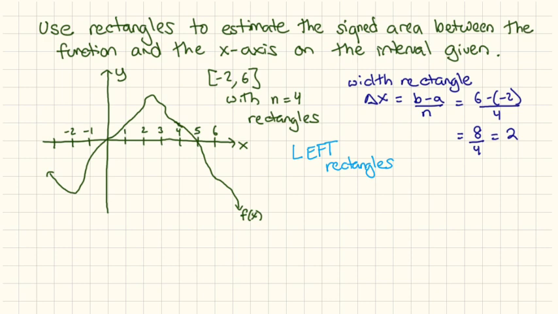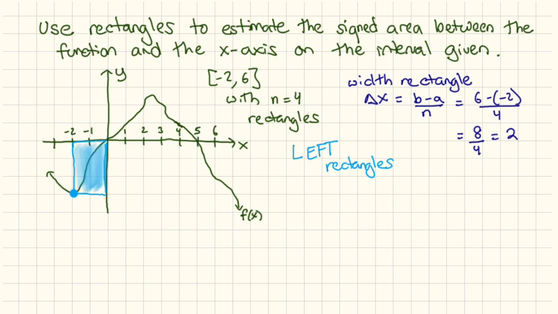I'm going to start by doing left rectangles, and then I'm going to do right rectangles, so you can see both of them. So when I'm saying left rectangles, what I mean is each rectangle with width of 2, the height of it is going to be determined by its leftmost side. Since the first rectangle is starting at -2, the leftmost side of that rectangle is going to be at -2. And so that's the point I'm going to use to figure out how tall the rectangle should be. So it should be -3 is where that rectangle should go to. And it should have a width of 2.